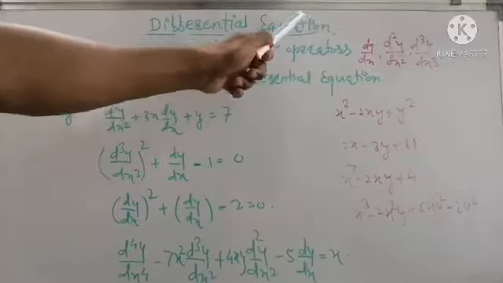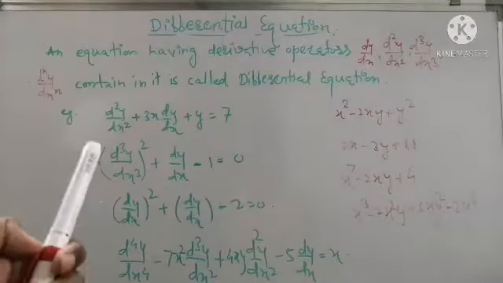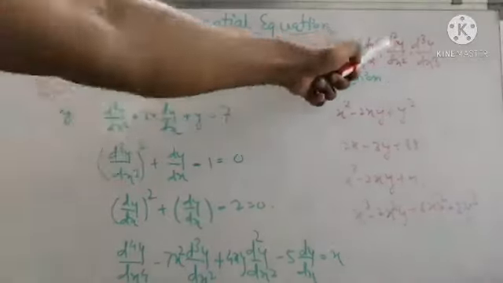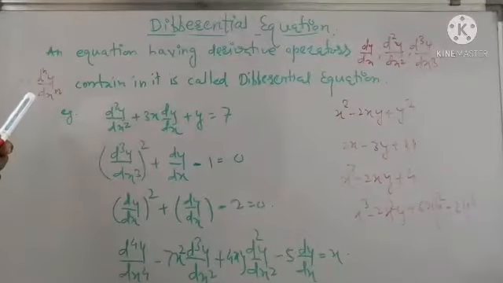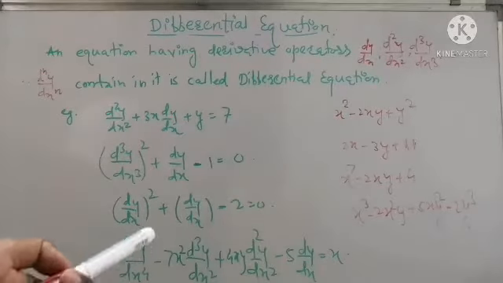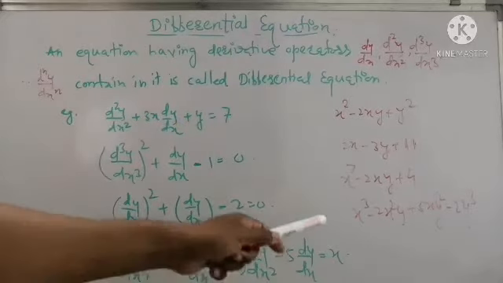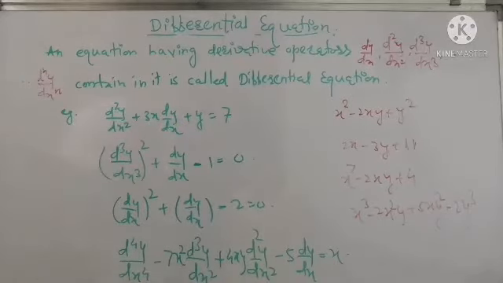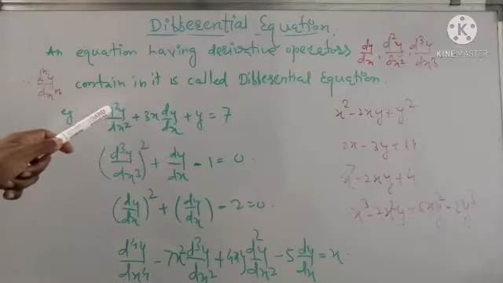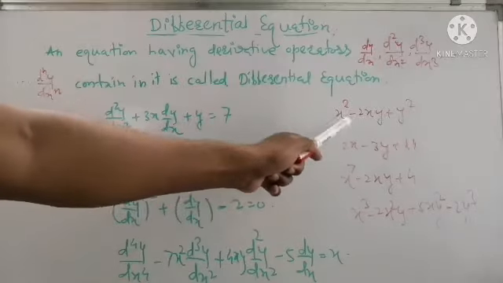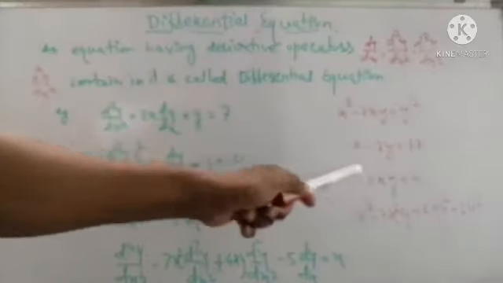Differential equations are equations which contain derivative operators, such as dy by dx, d square y by dx square, d cube y by dx cube, d raised to n y by dx raised to n. Such an equation is called a differential equation, and these are some examples. As you can observe here, these equations contain derivative operators, and on the right-hand side are expressions of variables x and y.